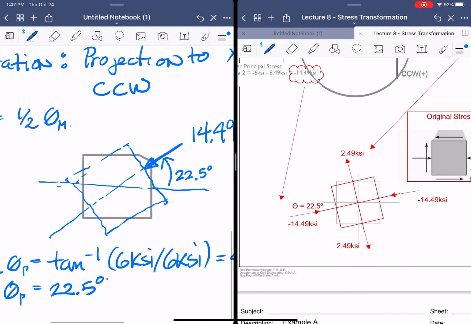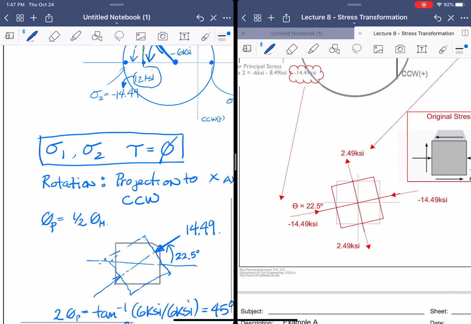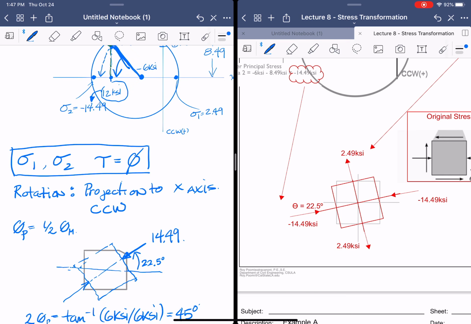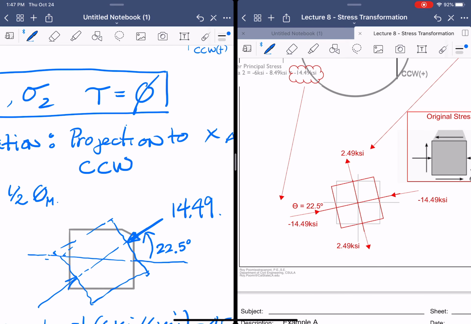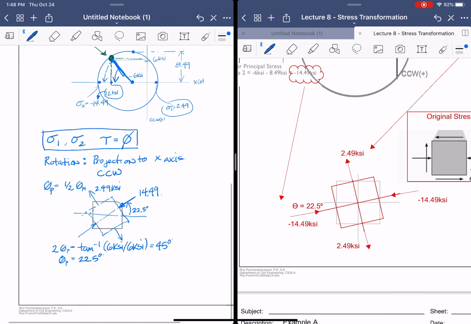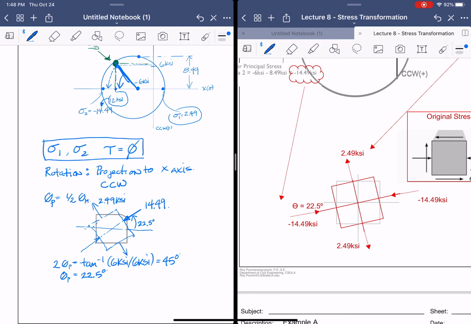So that's 14.49. And then, do we have information in the y-axis? Well, we do, right? There we go. Positive means it goes out, and we have 2.49 KSI. Boom. We're done drawing one stress block.